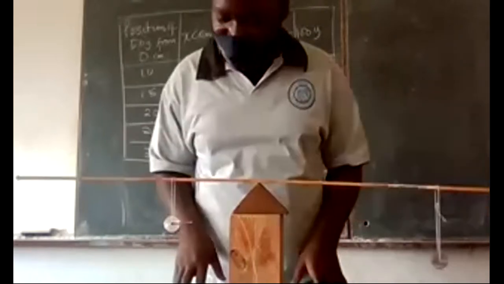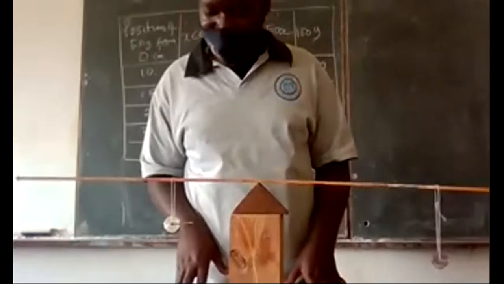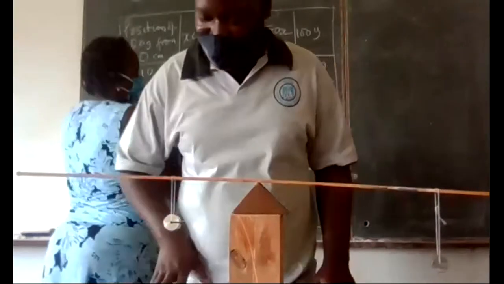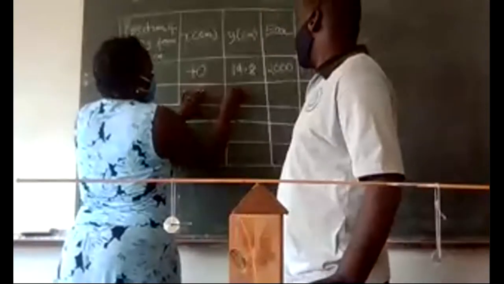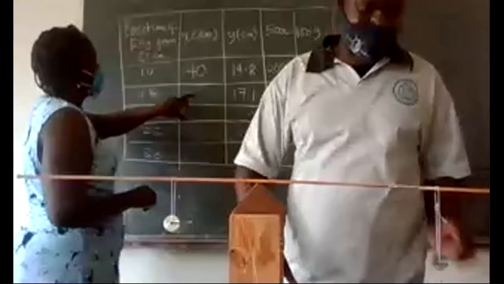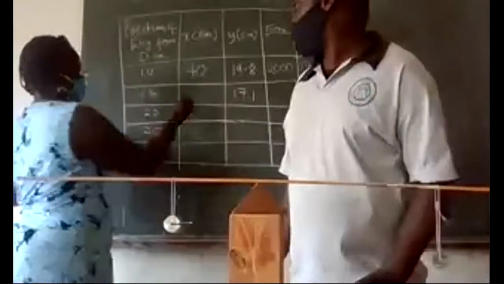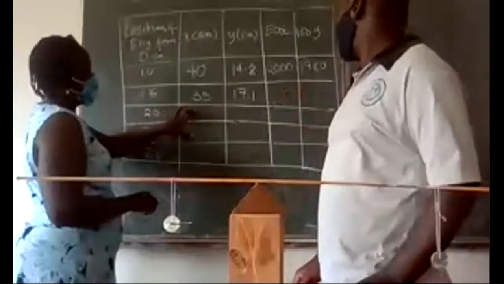So y is 67.1 minus 50 to get the distance y. So this one was, if x is at 15, that is 35. So now we need to get 50x and 100y.